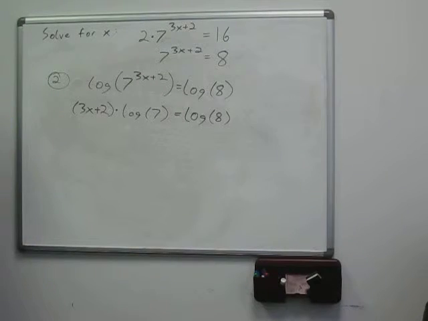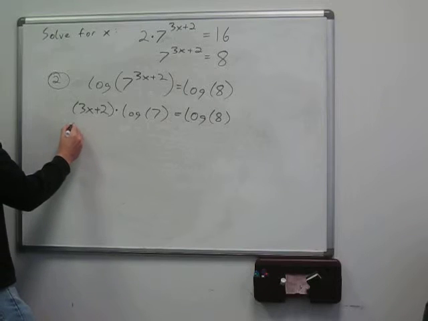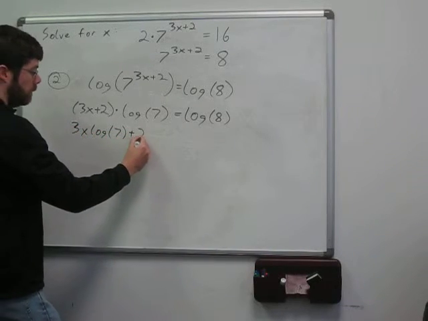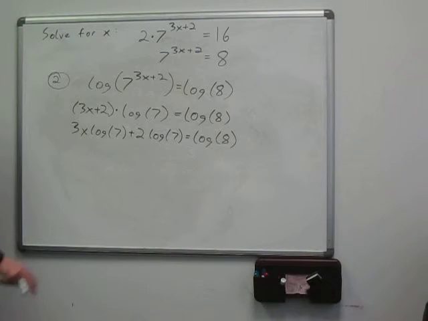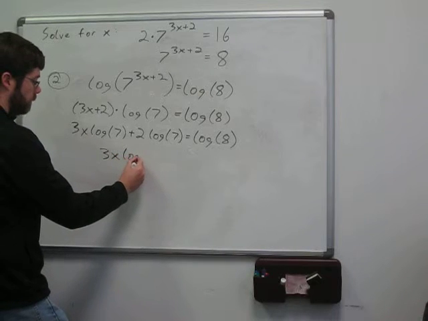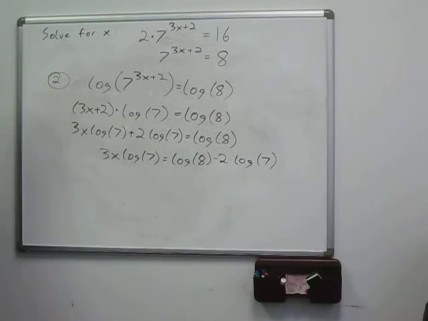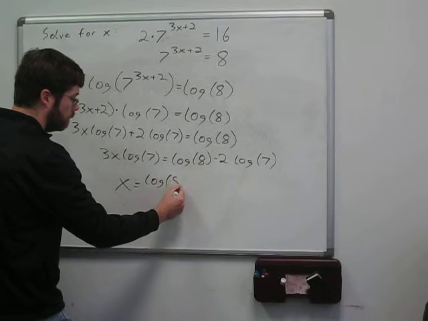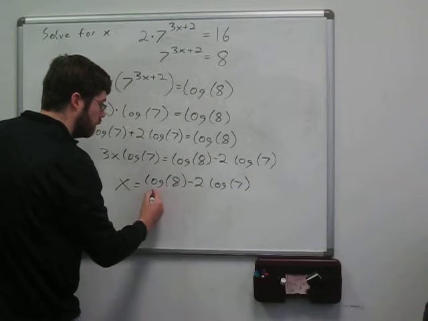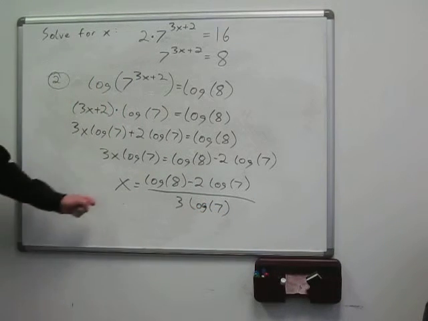And now I need to isolate the x term on one side of the equation. So one thing I might do here is distribute log of 7 over 3x plus 2. Okay, so now I have one x term, 3x times the log of 7. I want to isolate that x term, and then divide both sides by 3 times log of 7. And here we have our solution.